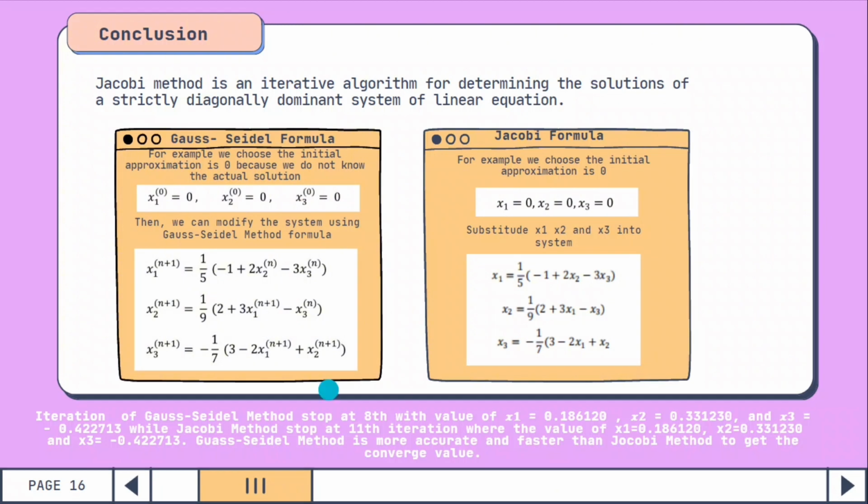In this diagram, the Gauss-Seidel formula and the Jacobi formula are shown. The Gauss-Seidel formula is different from the Jacobi formula. For example, we choose the initial approximation to be 0 because we don't know the actual solution.